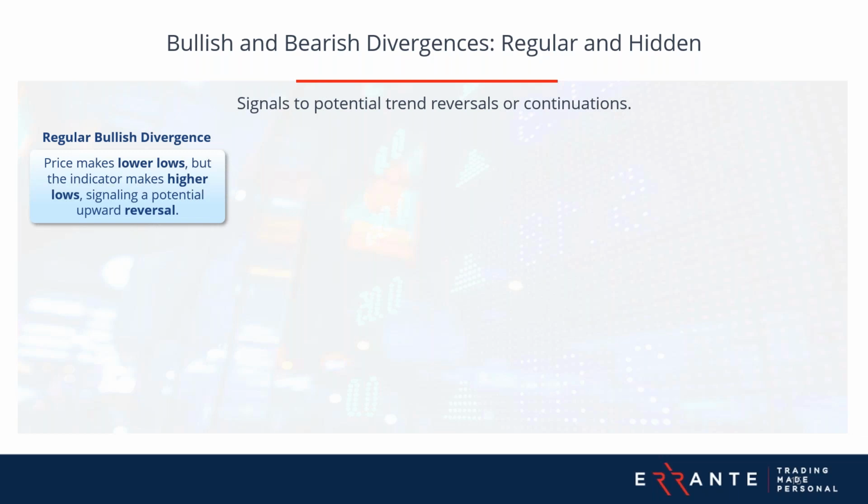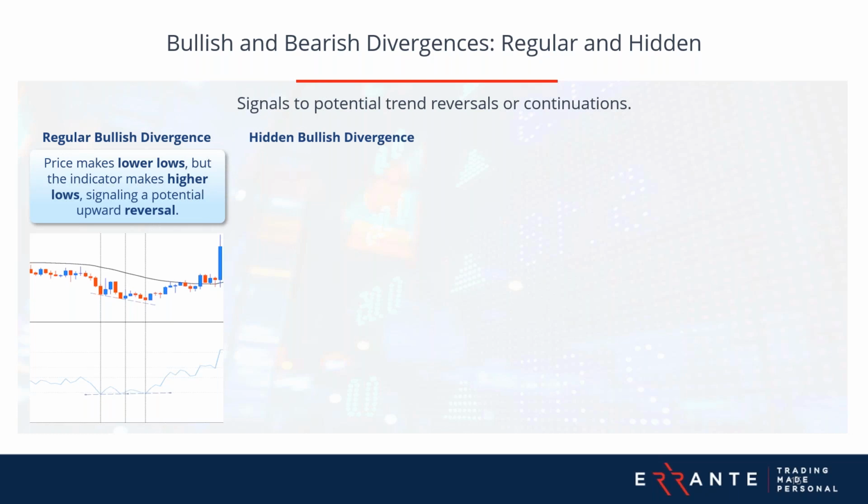This divergence between the indicator and price action can signal both reversals and continuations in the trend, providing valuable insights for our trading decisions. So let's delve deeper into bullish divergences. A regular bullish divergence signals that the downtrend might be running out of steam. This is seen when the price continues to form lower lows, which normally indicates bearish sentiment, but the RSI makes higher lows. This discrepancy suggests that despite the downward trend in prices, the bearish momentum is weakening, hinting at a potential reversal to the upside.